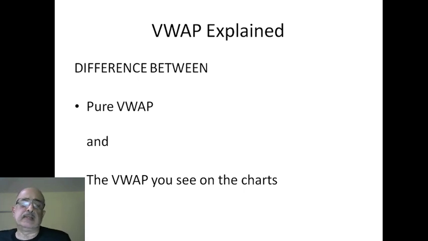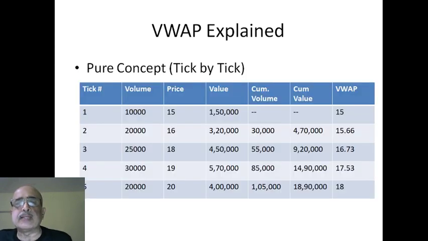Before I start, there's a concept of pure VWAP, how VWAP is calculated tick by tick, and then there is the VWAP that you see on the charts. There's a difference between both. Though the interpretation is the same, there is a slight tweaking of the original concept, because otherwise it would not be possible to put the VWAP on the charts. I'll explain to you. Okay, so let's take this example.